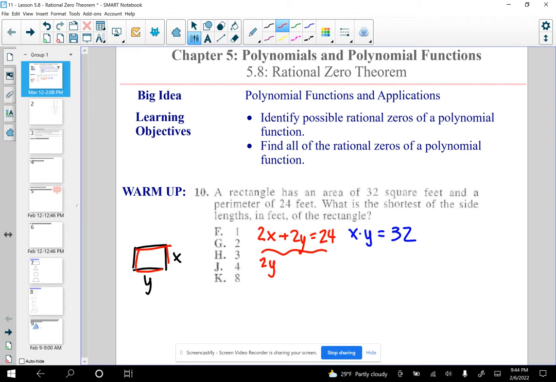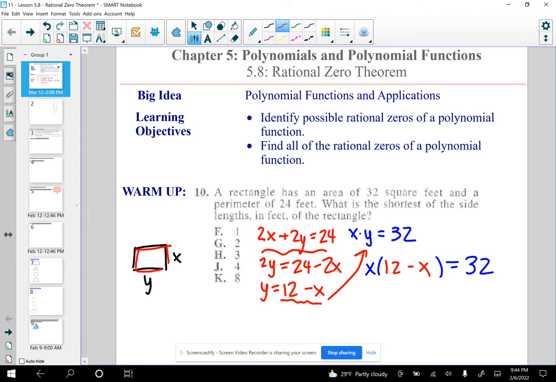So move over the 2x, divide by 2. And then I'm going to substitute that in for y. We did problems like this when we did quadratics in chapter 4. Because what ends up happening here, when you substitute that in for y, you'll see we end up getting, so I'm going to distribute here, I get 12x minus x squared, a quadratic.